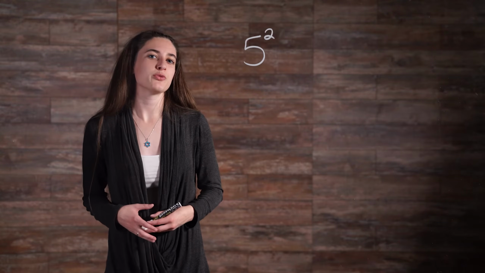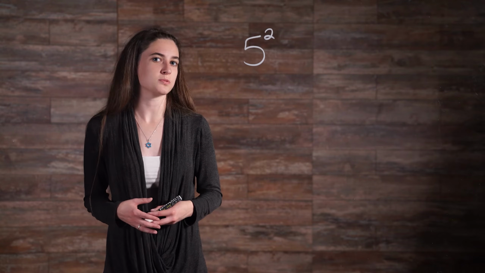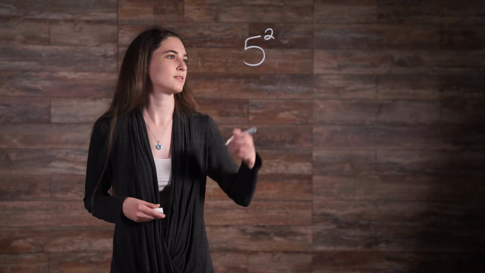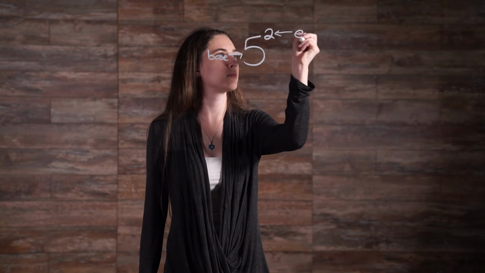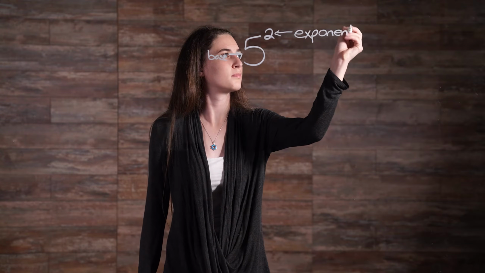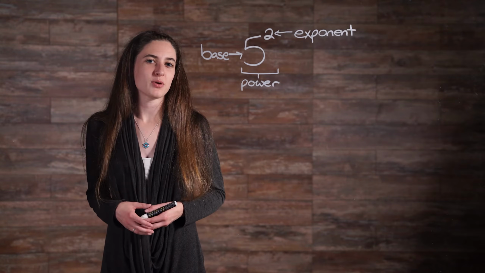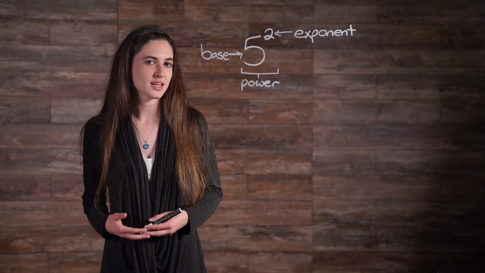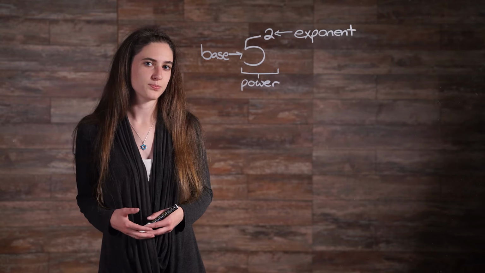Let's start by quickly reviewing some terminology. An exponent is written as a superscript on a number or algebraic expression, which is referred to as the base. There are a few ways to verbalize a power. This simple example can be read as 5 squared, 5 to the second, 5 raised to the second power, or 5 raised to the power of 2.